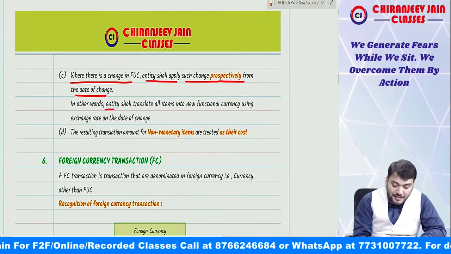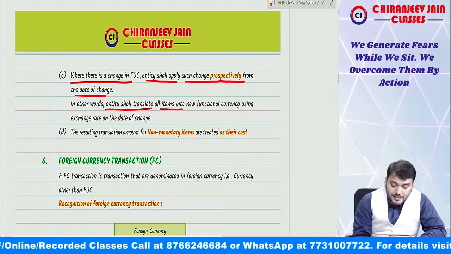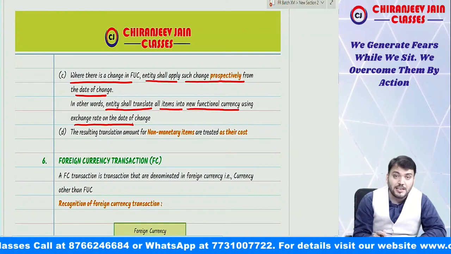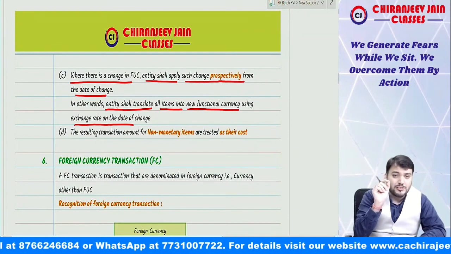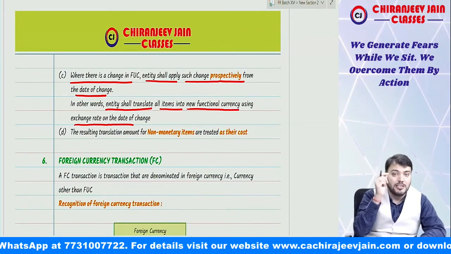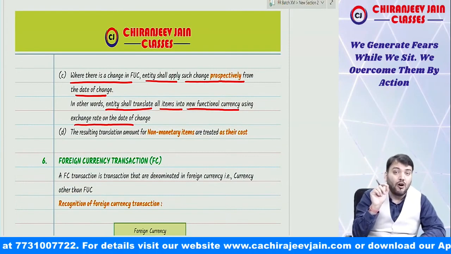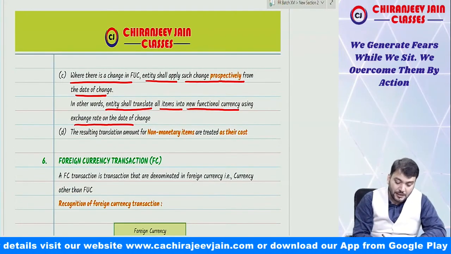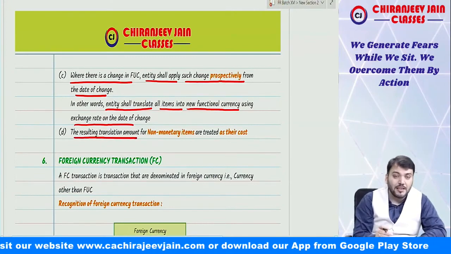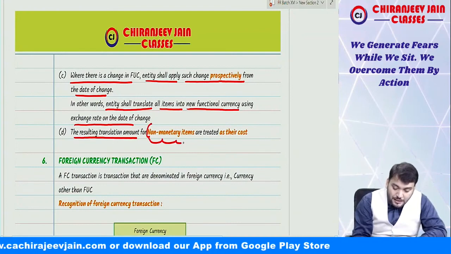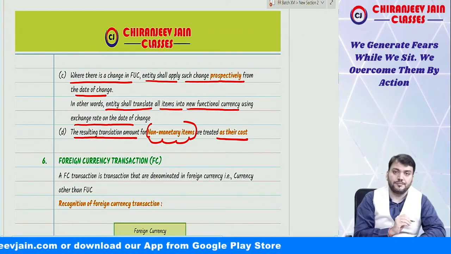Now, entities shall translate all items into the new functional currency using the exchange rate on the date of change. Means you need to translate all items of the balance sheet, meaning asset, liability, equity, by using the exchange rate of the new functional currency on the date of change. Now, the resulting translated amount for non-monetary items is treated as their cost.